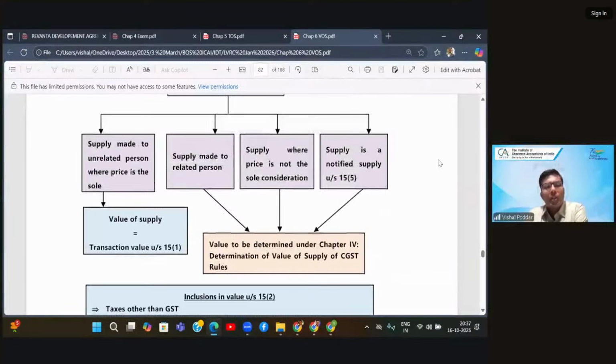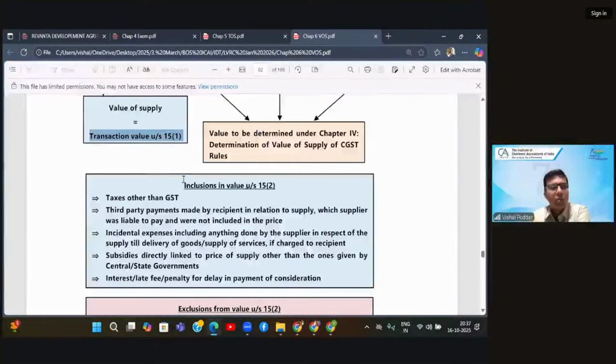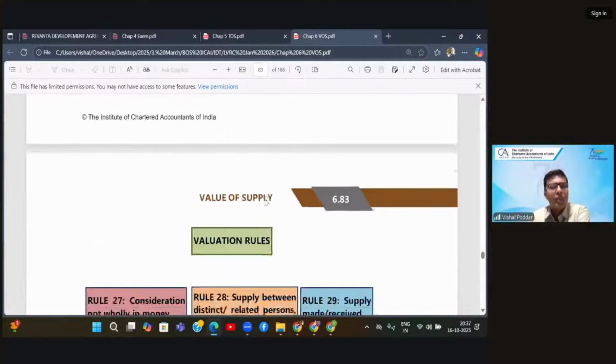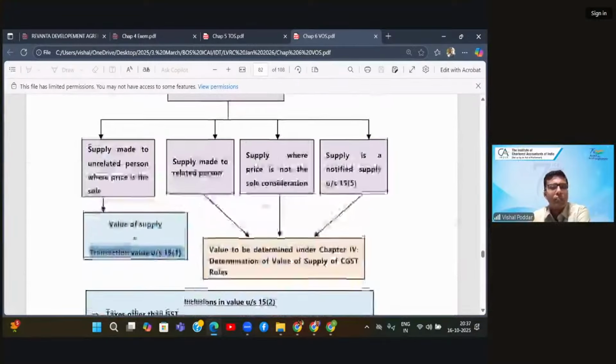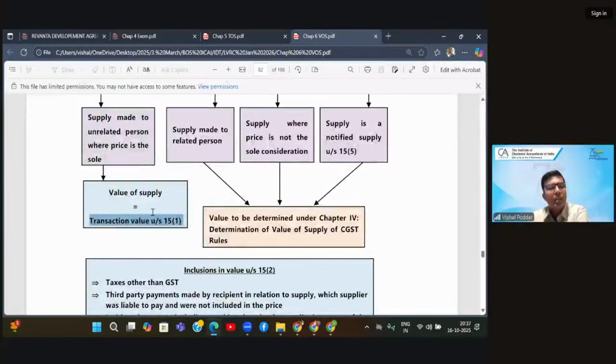Now the question is, if your supply is notified, you are in 15.5. If not, you come and check 15.1. Now, as I said, 15.1 says the value will be transaction value if certain conditions are specified, and if the conditions are satisfied, you take the transaction value. But while taking the transaction value, you have to also apply the adjustments of 15.2 and 15.3. Now, firstly, we have to understand in 15.1, the first thing, what are the conditions when the transaction value can be accepted? And second, what is a transaction value?